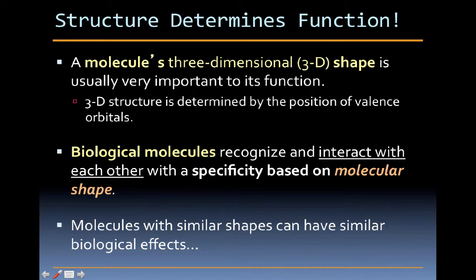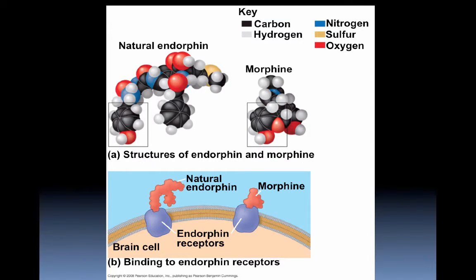Molecules that have similar shapes can have similar biological effects because of this concept of complementary shapes leading to interactions between molecules. An example of that is illustrated here, where we consider natural endorphin and morphine. Morphine is an opiate drug. It is a narcotic alkaloid formed naturally by the opium poppy plant. Opioid drugs are semi-synthetics that are derived from opiates, such as hydrocodone and oxycodone.